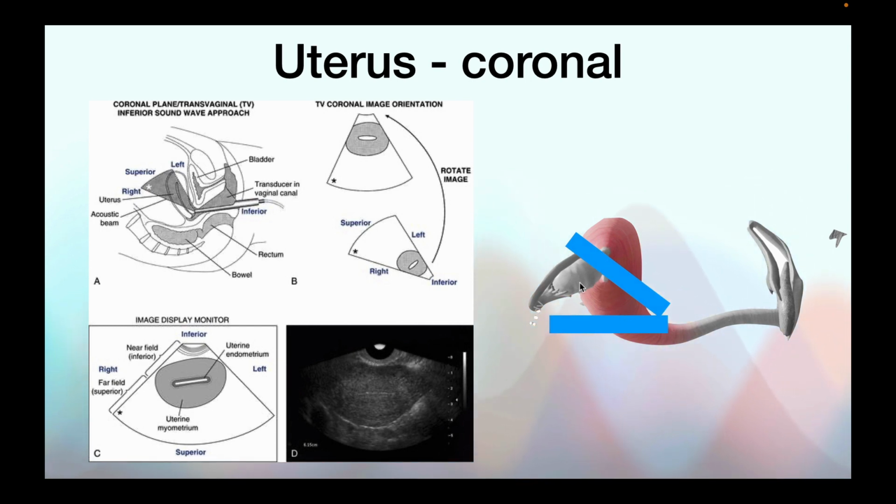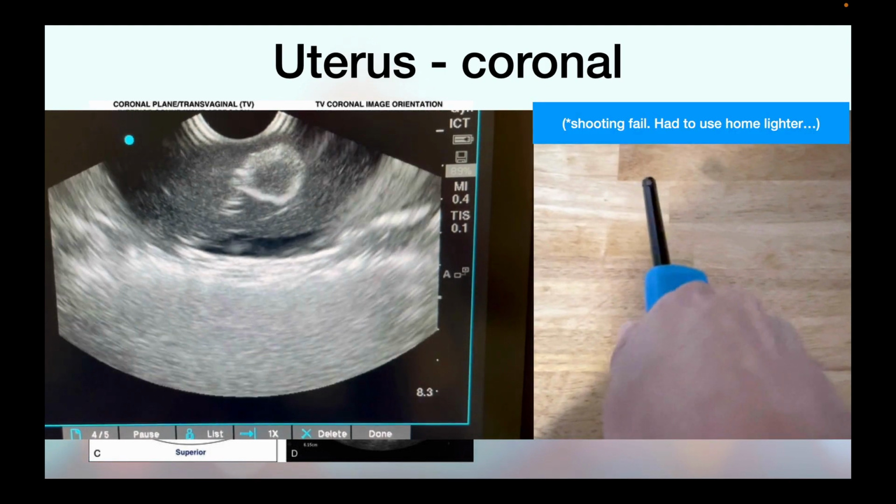In terms of orientation, the indicator dot points to the patient's right or your left, and this coincides with the same indicator dot on the screen. So whatever is to your left or the patient's right will also be on the left, or the patient's right, on the screen.